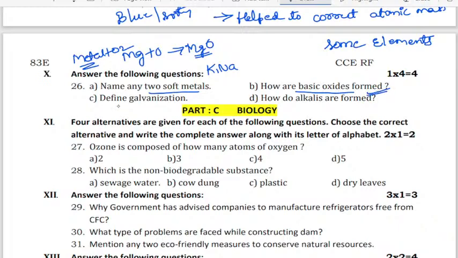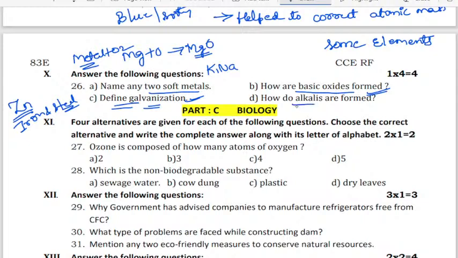Next, define galvanization. What is galvanization? It is a process of applying a thin layer of zinc over metals like iron and steel to prevent corrosion. Galvanization is one of the methods of preventing corrosion.